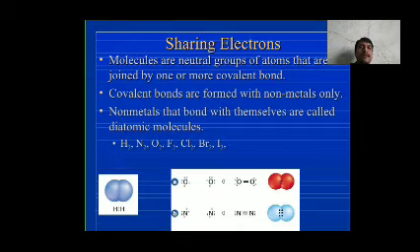Sharing of electrons between non-metals only forms a covalent bond. Covalent bonds are formed with non-metals only. Non-metals that bond with themselves are called diatomic molecules, like the hydrogen molecule, oxygen molecule, nitrogen molecule, chlorine molecule, bromine molecule, and iodine molecule.